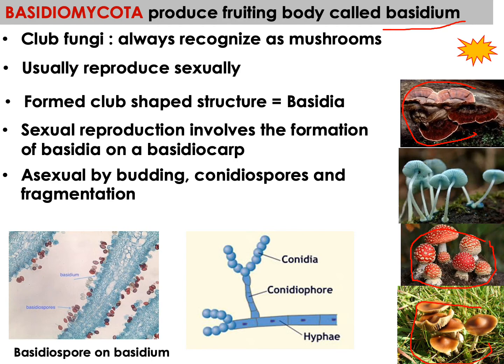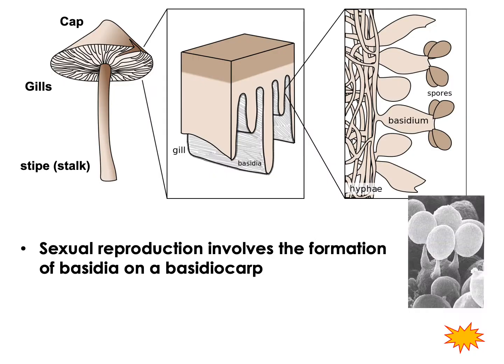So usually they will reproduce sexually and they form club-shaped structures called the basidia. So sexual reproduction involves the formation of basidia on a basidial cup. And asexual reproduction is by budding, conidiospores, and also fragmentation. Okay, so the sexual reproduction in the basidiomycetes involves the formation of basidia on a basidial cup. Okay, so this is the basidia.